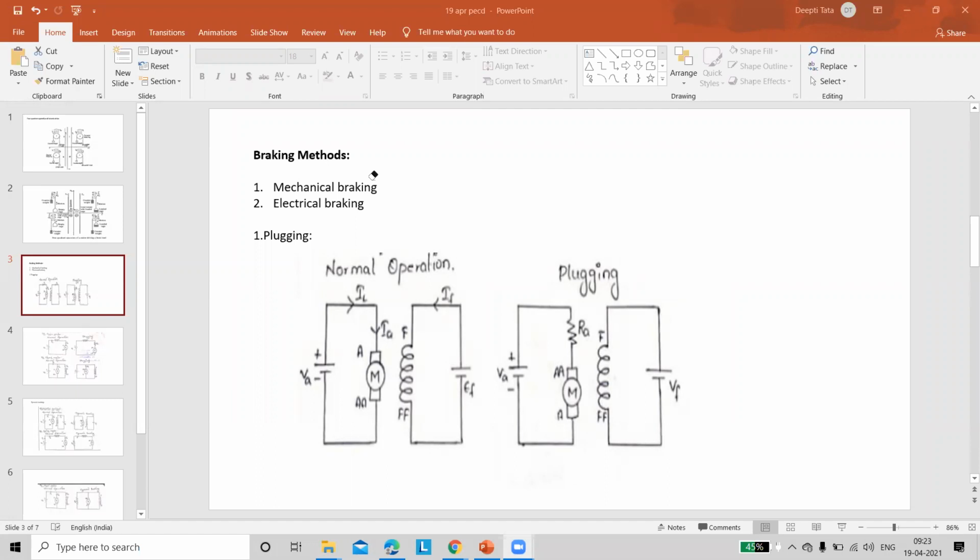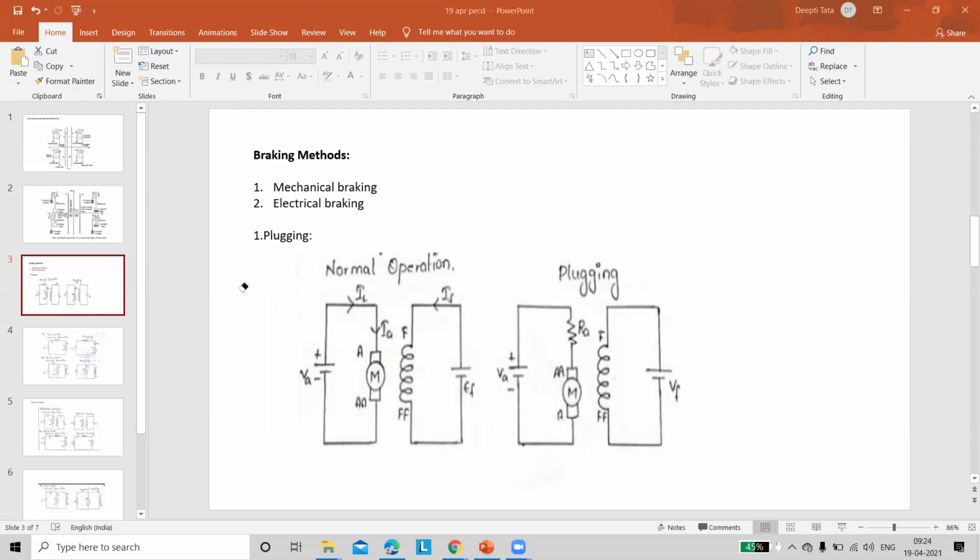Okay, right. About that, in electrical braking, you have three types. One is plugging, second one is dynamic braking, and the third one is regenerative braking. Actually, these topics you have covered in your machine subject. So once again, recall all the topics regarding the braking techniques. I will explain one by one, right?